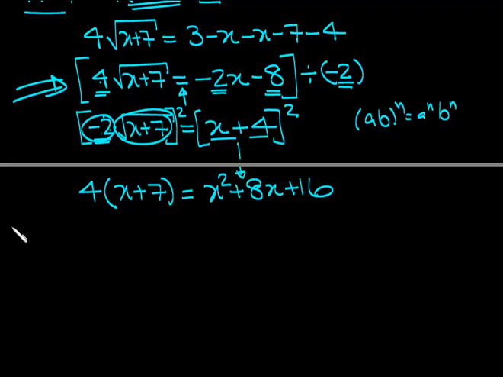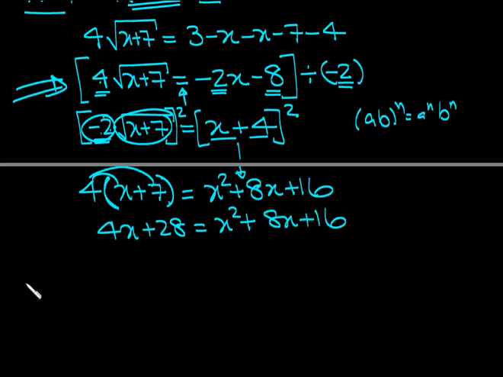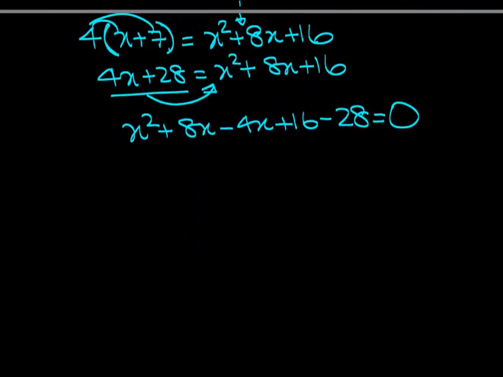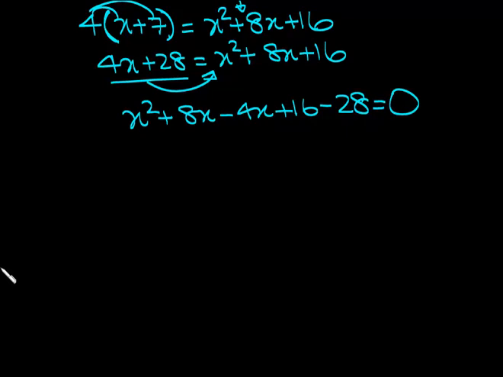It's a quadratic. I need to move everything to one side, but before that I have to get rid of these parentheses, so I'll distribute the 4. So I get 4x plus 28 is equal to x squared plus 8x plus 16. Since it's a quadratic, I want 0 on one side, so let's move these two to the right. So I get x squared plus 8x minus 4x plus 16 minus 28 is equal to 0. Okay, so what do we end up with? We end up with x squared plus 4x minus 12 is equal to 0.